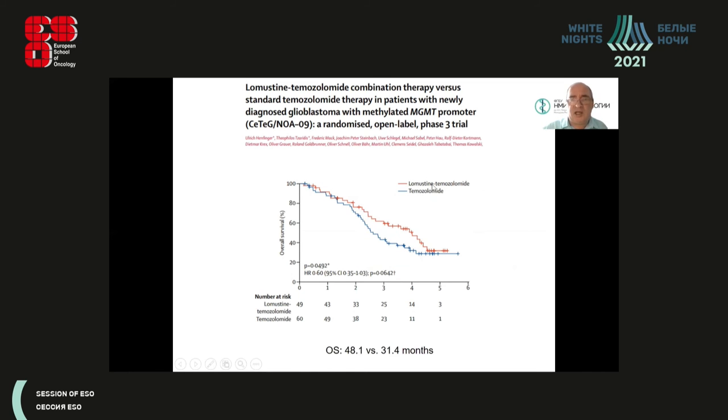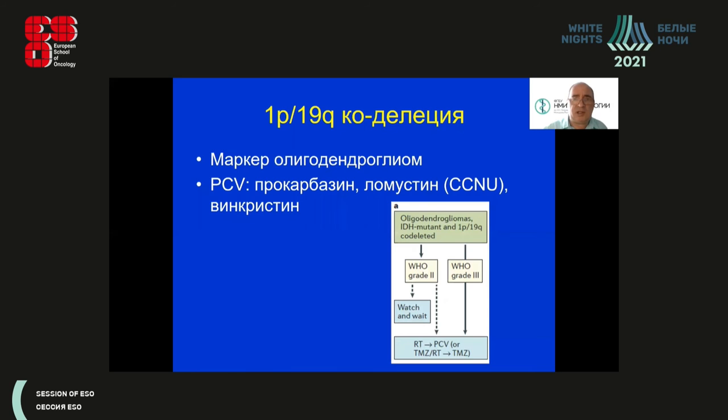For example, here, patients with low MGMT expression were sensitive to temozolomide. They were on combination with lomustine. And as a matter of fact, they gained survival. This is clinically significant survival.